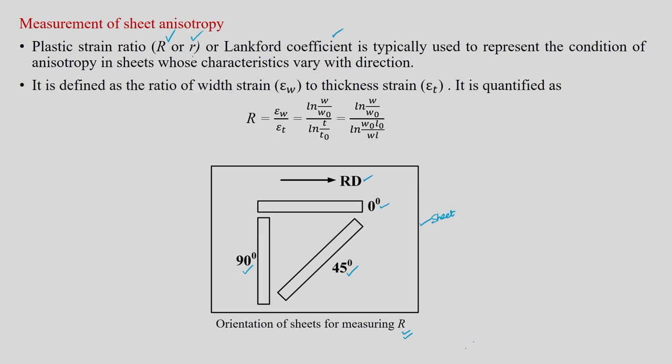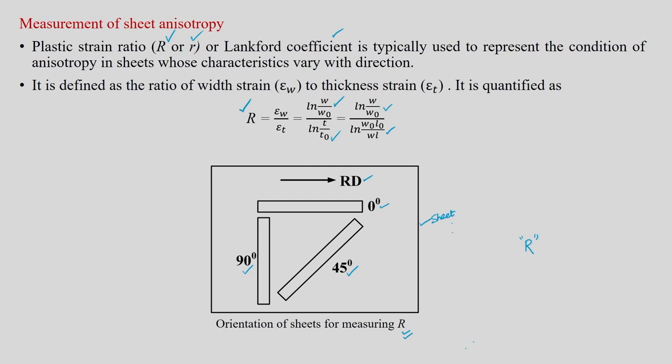Anyway, what do we mean by plastic strain ratio or Langford coefficient? As you know already, R is nothing but true width strain by true thickness strain. True width strain is defined as ln of W by W naught divided by ln of T by T naught. Using the volume constancy equation, ln of W by W naught remains as it is, but the denominator can be written as ln of W naught L naught by W L, because T by T naught is nothing but W naught L naught by W L. Okay. So, true width strain divided by true thickness strain, and there are standards available for evaluating R value which we already discussed in the first chapter itself. So, this is one good definition of R, true width strain by true thickness strain.